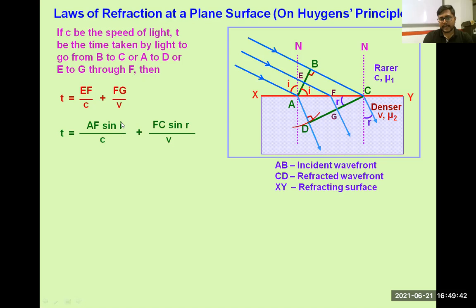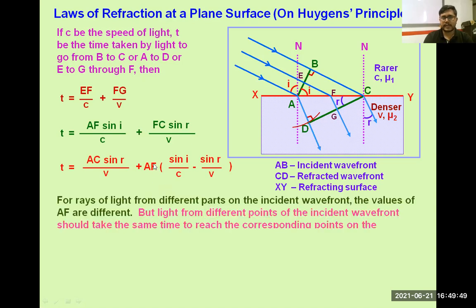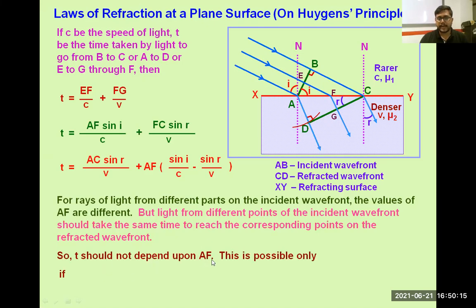So from the trigonometric analysis we can replace EF and FG and we can write T is equal to this one, and then again replacing the value you can get this relation. Finally we will write that for rays of light from different parts of the incident wave front, the values of AF are different, but light from different points of the incident wave front should take the same time to reach the corresponding points on the refracted wave front. That is why T should not depend on AF, and this quantity will be equal to 0.